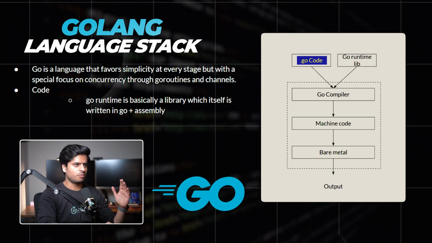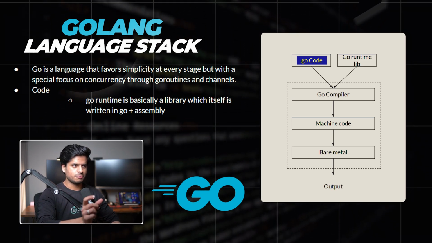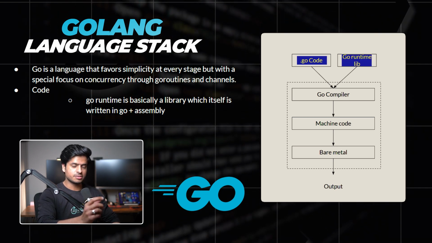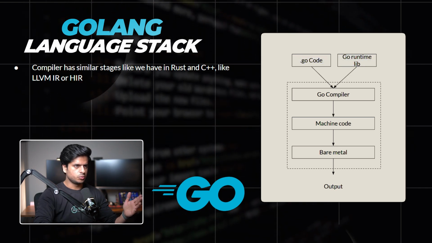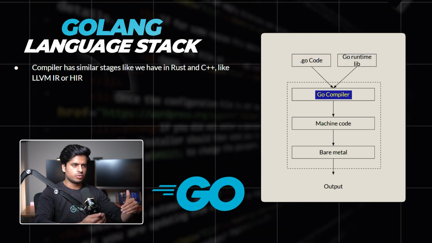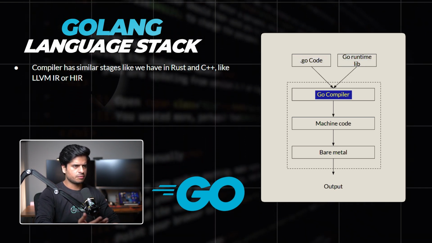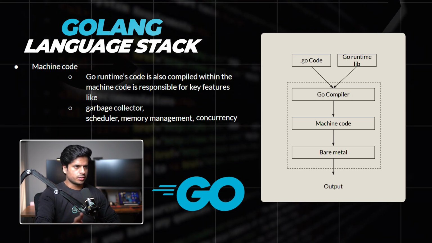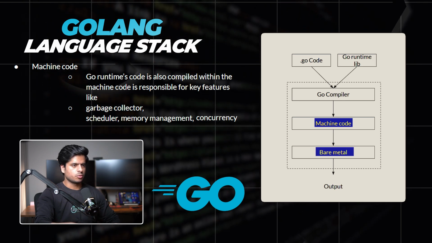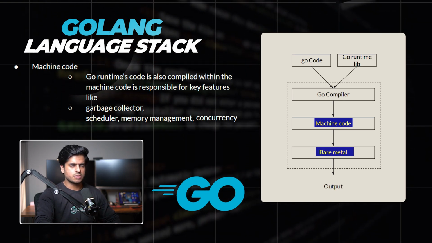Well, anyway, at the top we have the Go code and this Go runtime library. This Go runtime library itself is written in Go, and it uses assembly as well for some reason. These two are fed to the Go compiler, where the stages are very similar to C, C++. The code gets converted to machine code, which gets sent over to the bare metal, which runs it and generates the output. Pretty simple.